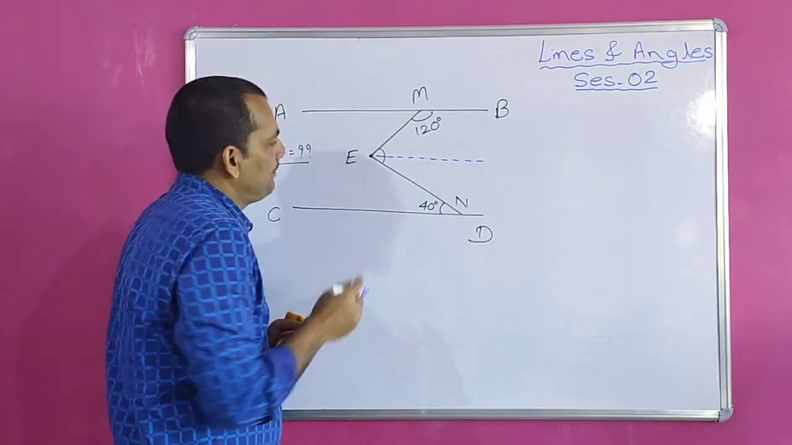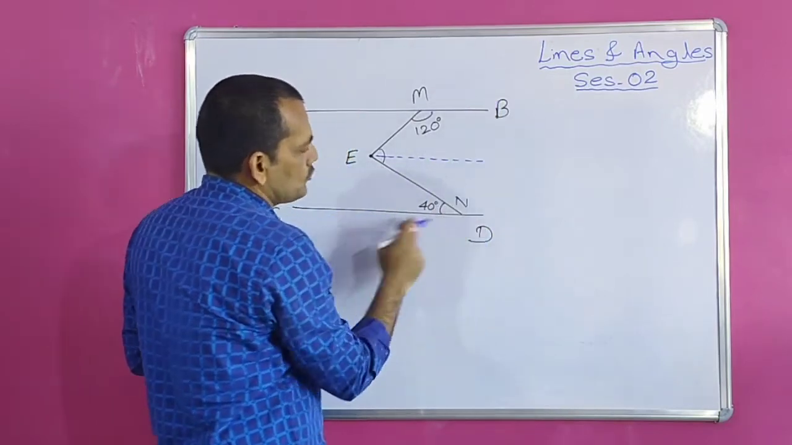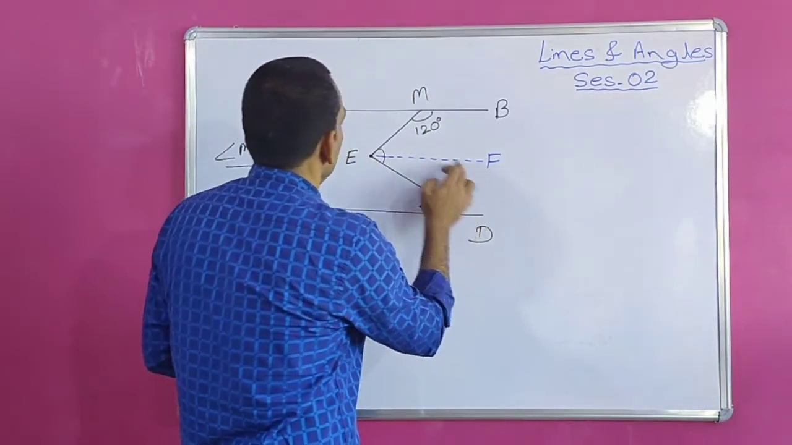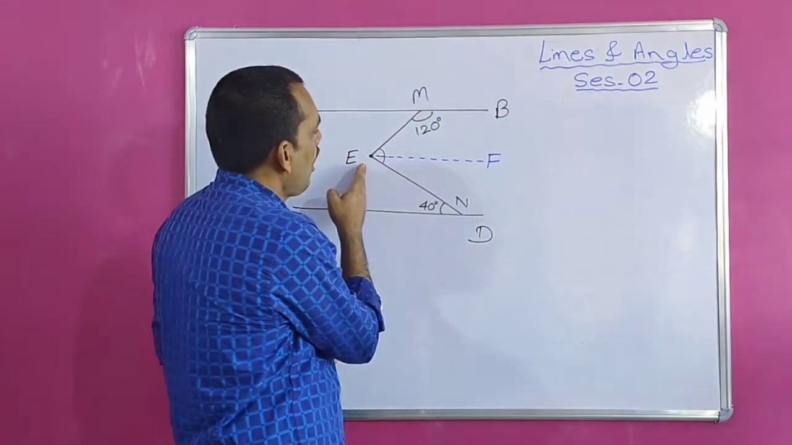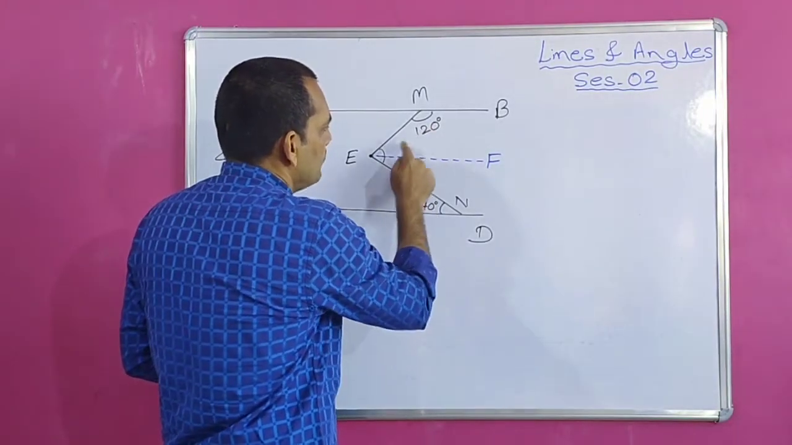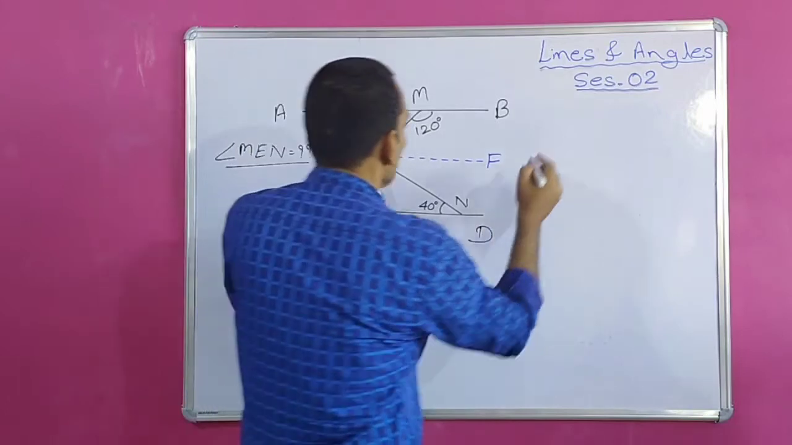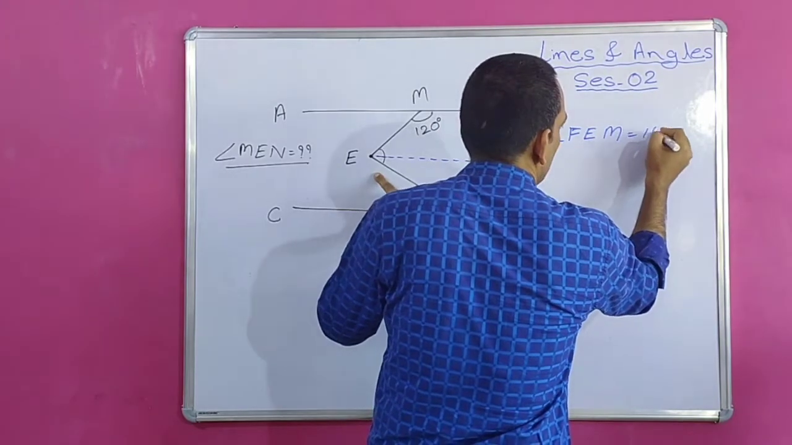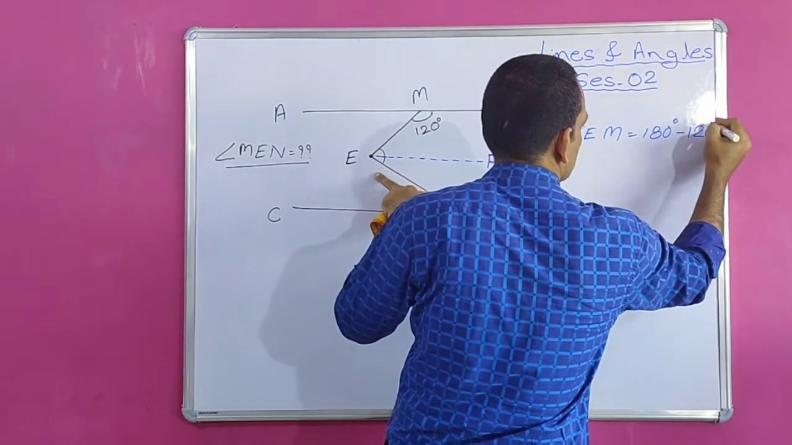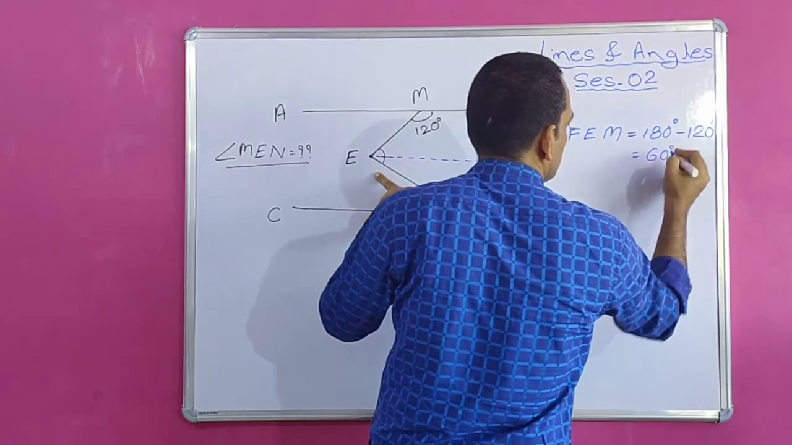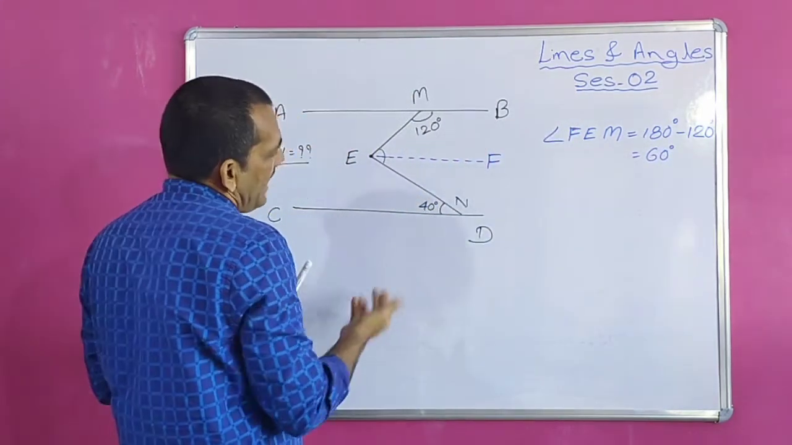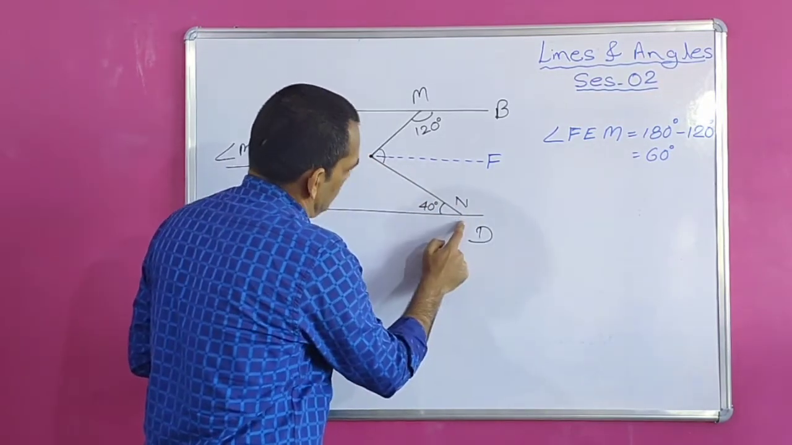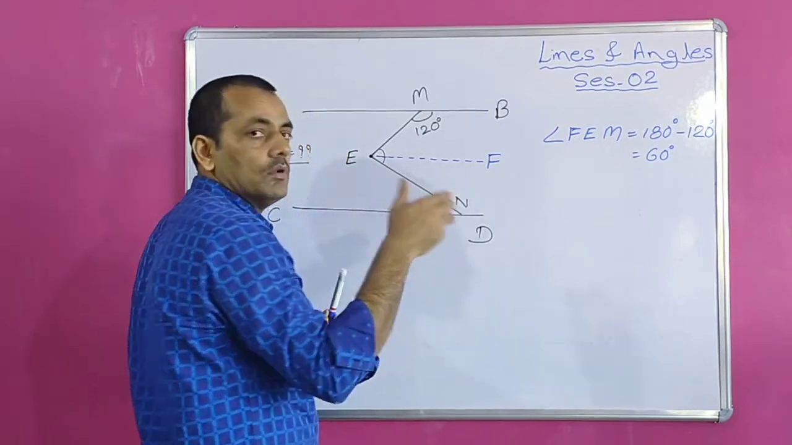Let's draw a line from point E parallel to AB and CD, line EF. The moment this line is parallel and ME is a transversal, these two angles will add to 180 degrees. So angle FEM will be 180 minus 120, which is 60 degrees. And EF is parallel to CD, and this is a transversal, so these two alternate angles will be equal.